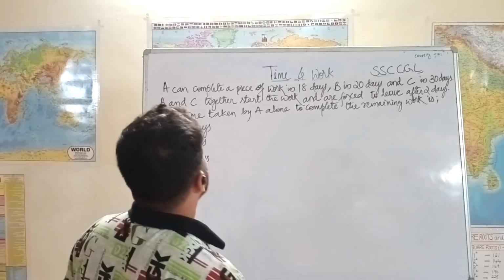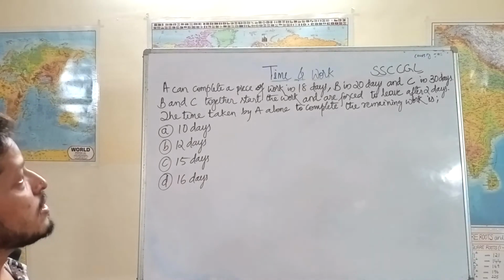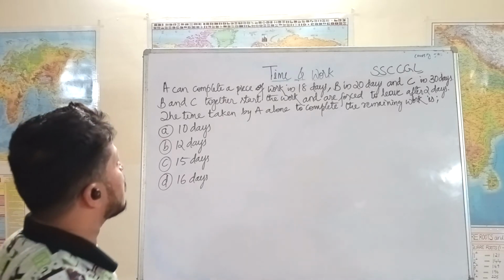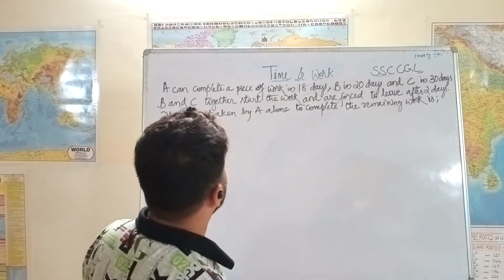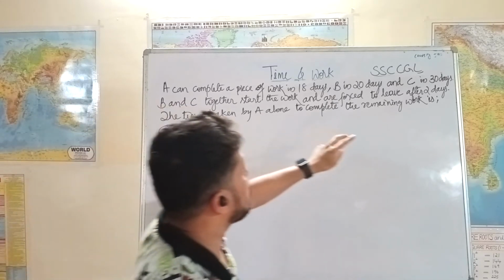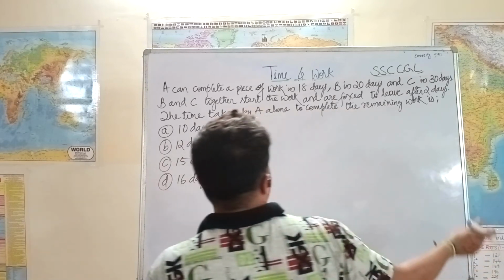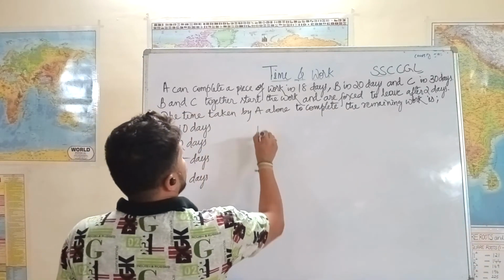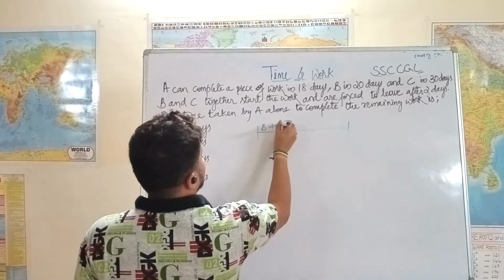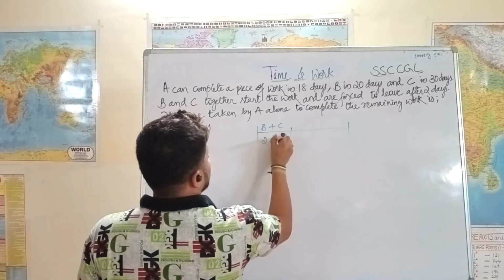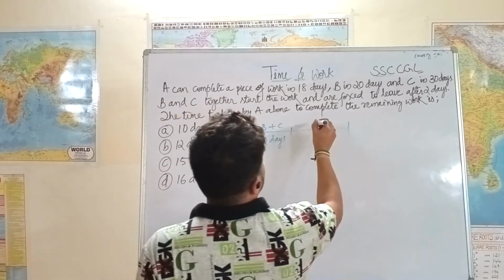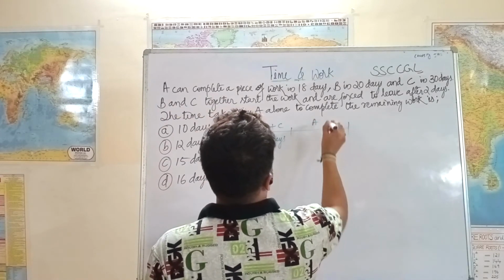Okay, next question: A can complete a piece of work in 18 days, B in 20 days, and C in 30 days. B and C together started the work and are forced to leave after 2 days. So B and C both left the job. The time taken by A alone to complete the remaining work is, okay, B and C work for 2 days, and the remaining time is worked by A alone.